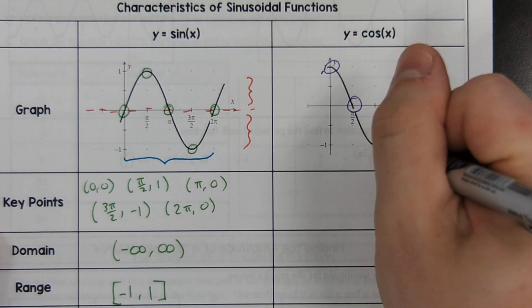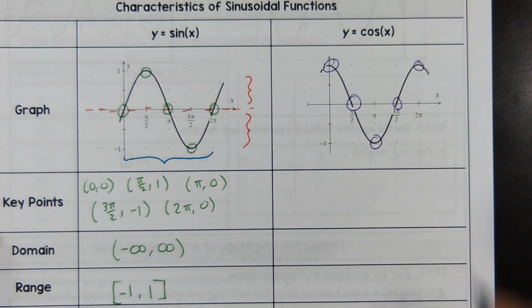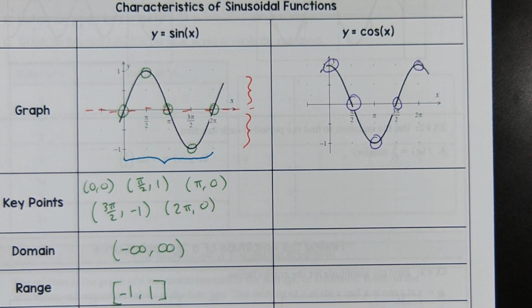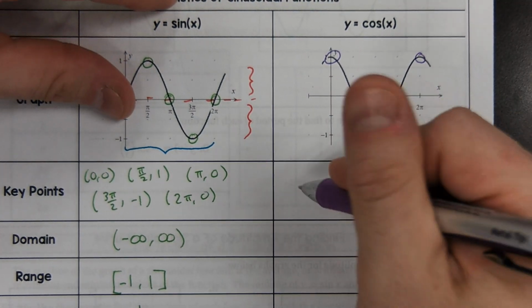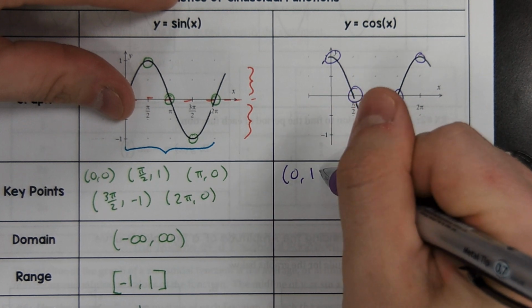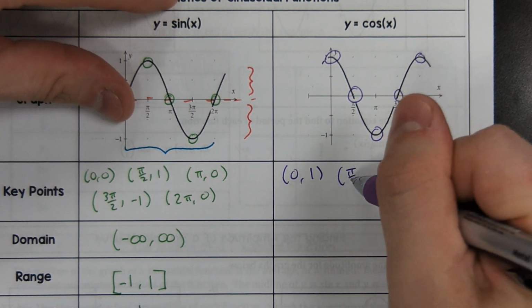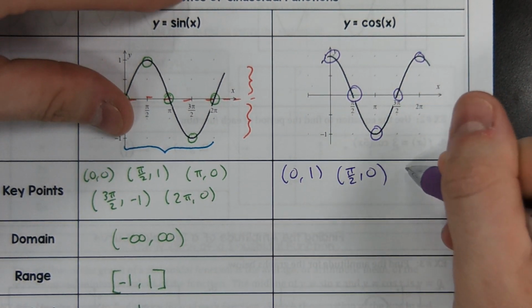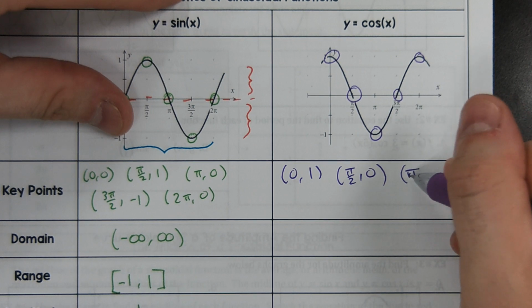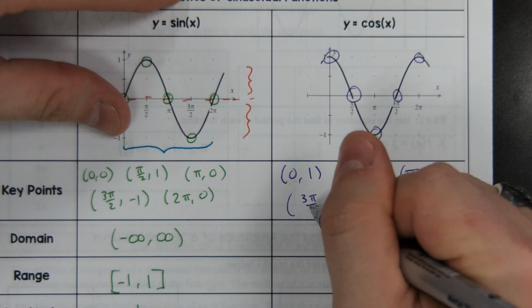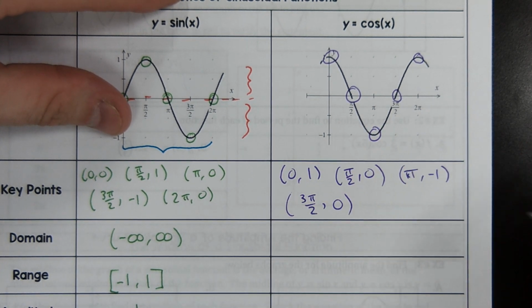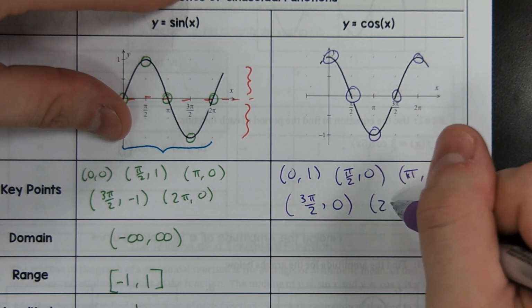It's 5 points. Again, I don't have their coordinates memorized. I have the shape memorized. I would literally have to draw the picture and read the coordinates directly off the picture to pull this off. But I can see them right here. 0, 1. Pi over 2, 0. Pi, negative 1. 3 pi over 2, 0. And lastly, 2 pi, 1.